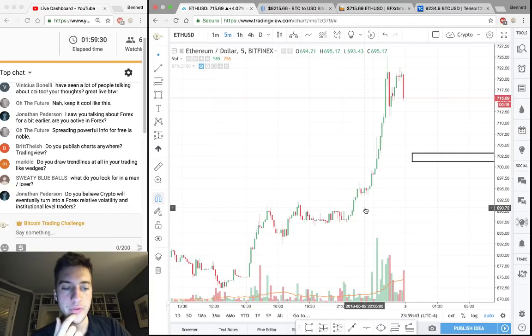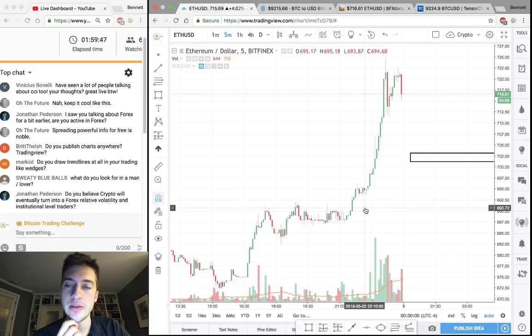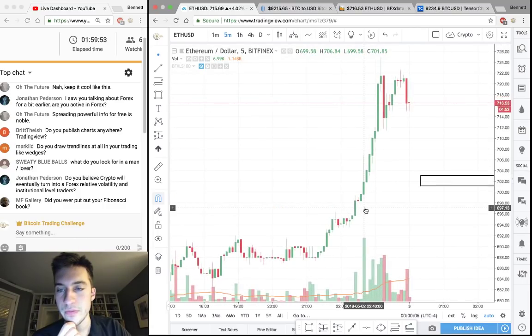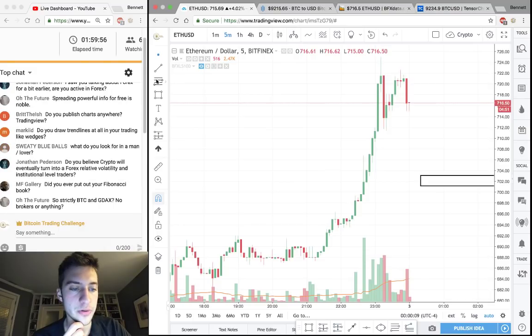Do I believe that crypto will eventually turn to a Forex relative volatility? Well, it depends on if crypto is regulated or not. If crypto is regulated, then well, Forex is unregulated to some extent. It's unregulated. Potentially, just the issue with trading Forex for me was that the market makers just make up so much money with Forex, and I found it easier to trade crypto than Forex anyway.